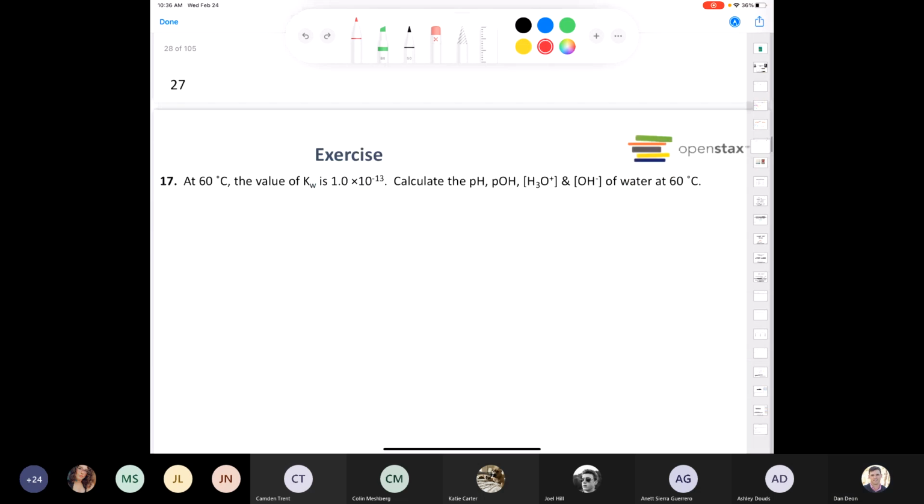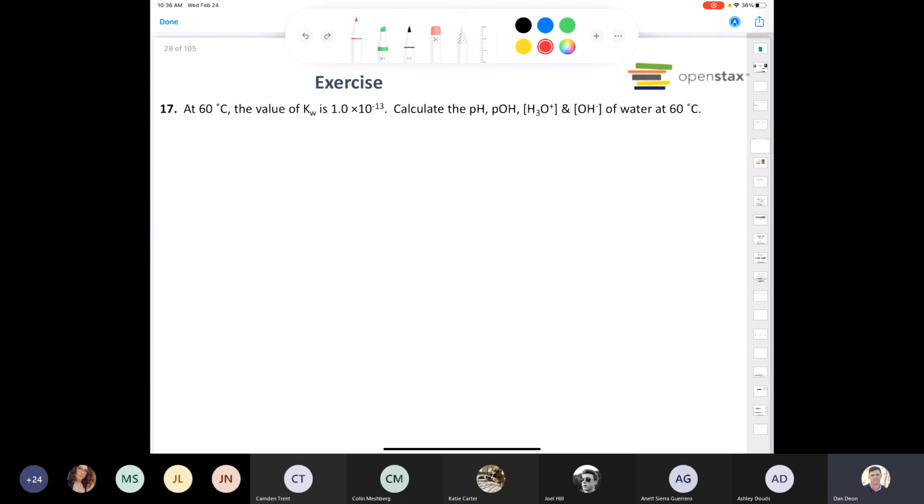Now this is something interesting here, and that is the fact that the Kw changes at a different temperature. We saw this a lot in this class already. In chapter 13, we said, okay, if we change the temperature, you change the equilibrium constant.